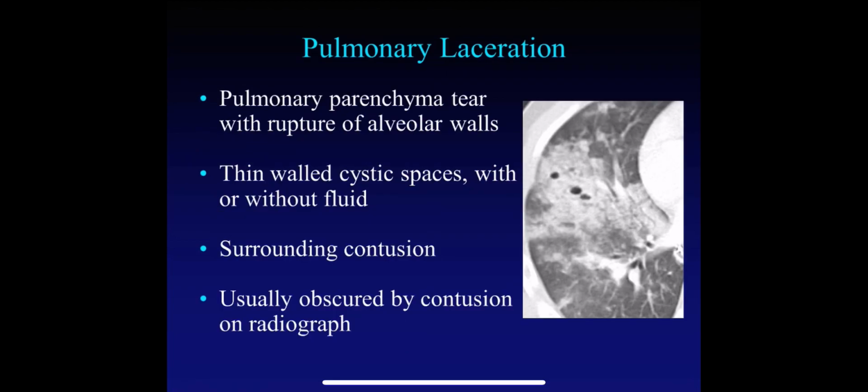Pulmonary laceration is defined as pulmonary parenchymal tear with rupture of alveolar walls. They present as thin-walled cystic spaces with or without fluid within the cystic spaces. There's almost always surrounding pulmonary contusion, and on radiographs, the lacerations are usually obscured by the pulmonary contusion. So here's a classic example. We see extensive ground glass opacity, albeit fairly well defined, and multiple cystic air spaces indicative of pulmonary laceration.